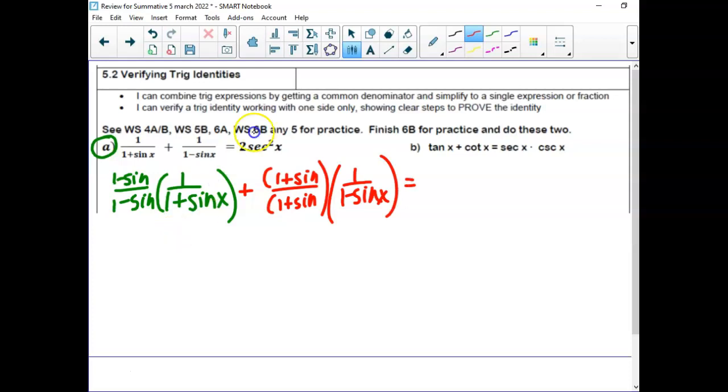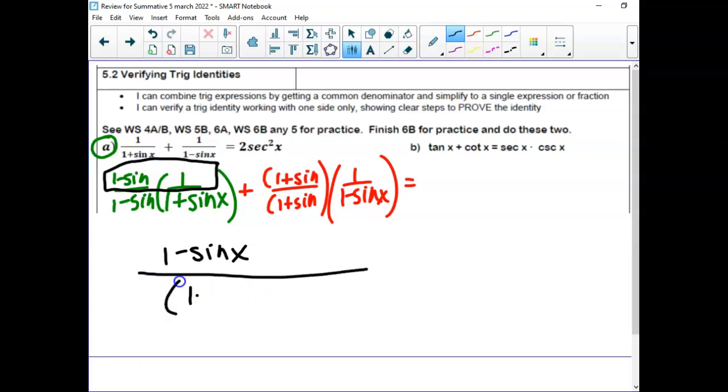All right, so what happens on these first two? When I multiply this together on the top, I get a 1 minus sine of x. Can I combine them into a single fraction? Is that okay with you guys now? Because I know they're going to have a common denominator of 1 minus sine times 1 plus sine, in any order that you want to multiply those.